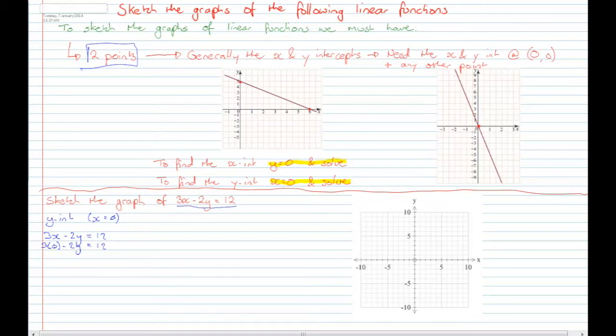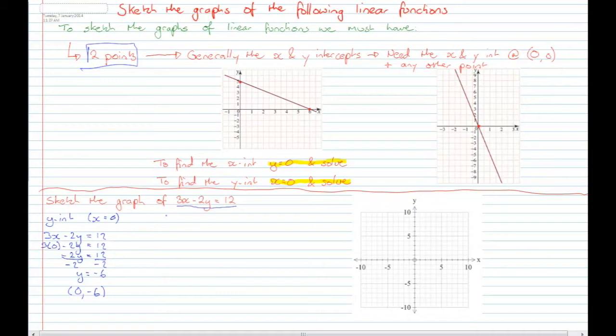Now 3 times 0 of course is 0, so you're going to get negative 2y is equal to 12, and to get the y on its own we're going to divide both sides by negative 2, so you're going to get y is equal to 12 divided by negative 2, which is of course negative 6. Therefore the coordinate of this point is x was equal to 0 as we wrote up here, and our y coordinate was negative 6 as we found here.